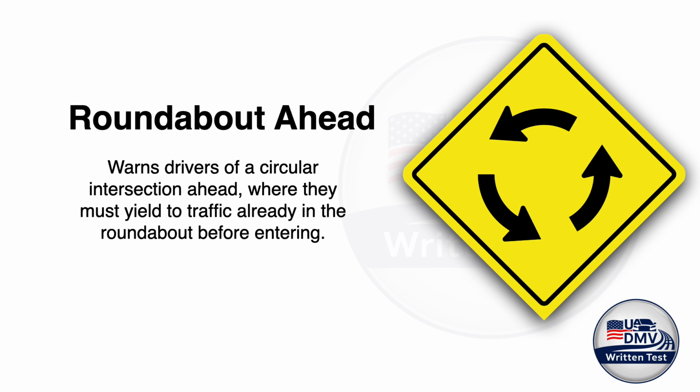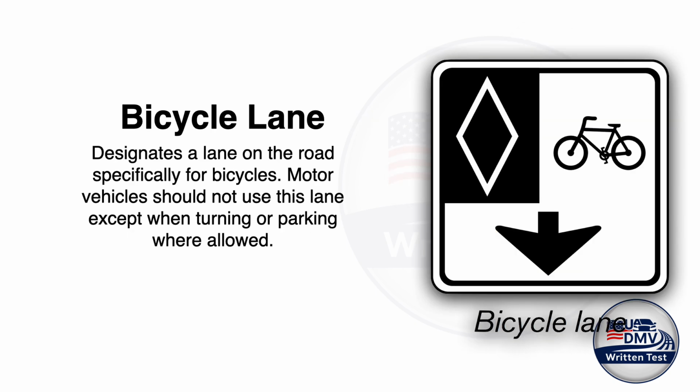Roundabout ahead warns drivers of a circular intersection ahead, where they must yield to traffic already in the roundabout before entering. Bicycle lane designates a lane on the road specifically for bicycles. Motor vehicles should not use this lane except when turning or parking where allowed.